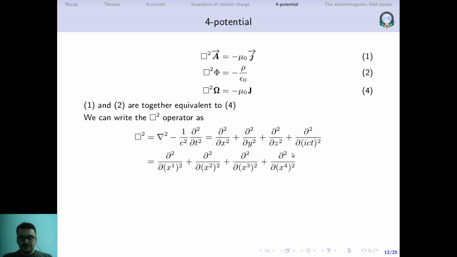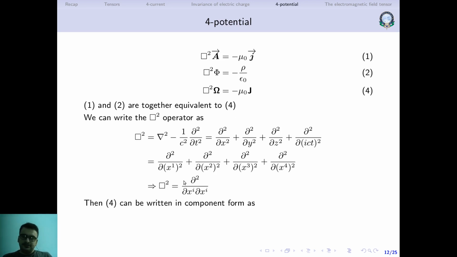Now we already know what this is, because x is nothing but x1, y is nothing but x2, z is nothing but x3, and ict is nothing but x4. So we can write down the D'Alembert operator as ∂²/∂xi∂xi. I'm using the Einstein summation convention. We have a repeated index, so i is the dummy index, and it's understood that there is a summation. So there is ∂²/∂x1², and so on.